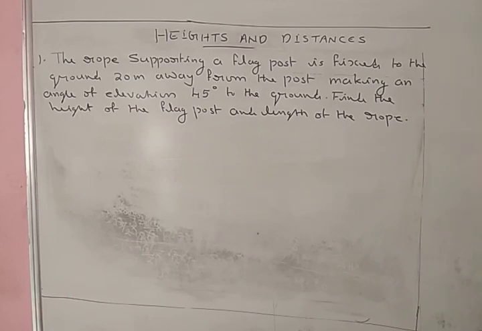Next, problems related to heights and distances. First problem: the rope supporting a flag post is fixed to the ground 20 meters away from the post, making an angle of elevation 45 degree to the ground. Find the height of the flag post and the length of the rope. First, we have to convert the statement into a right triangle. That is the most important thing in this problem.